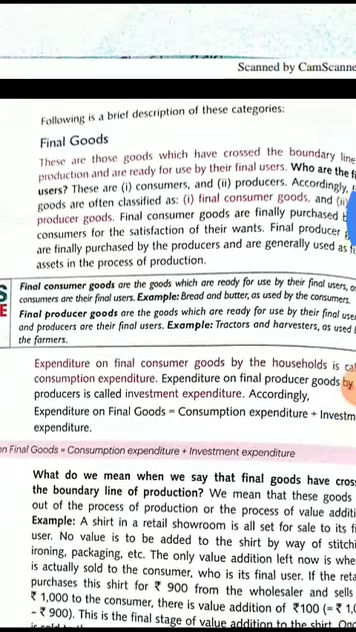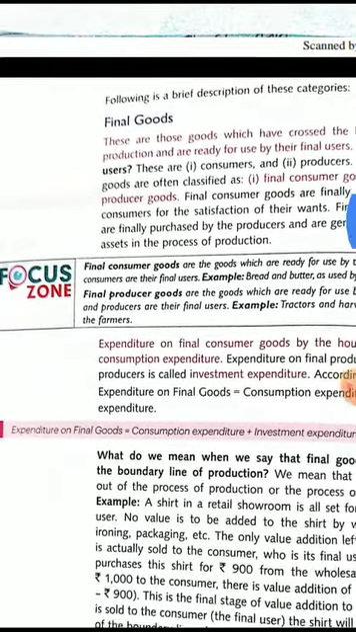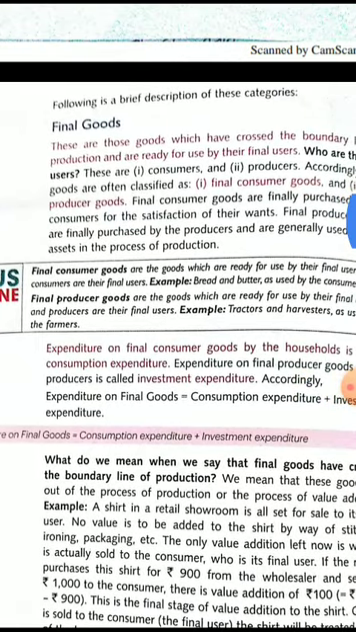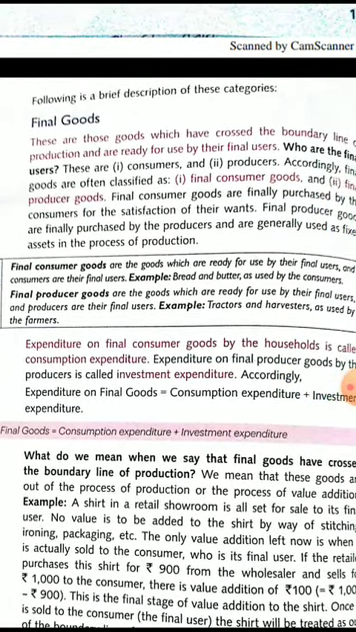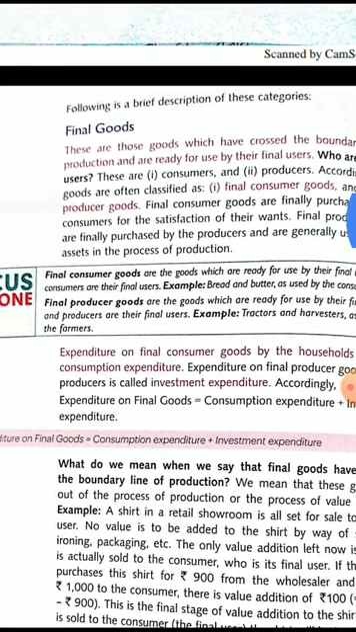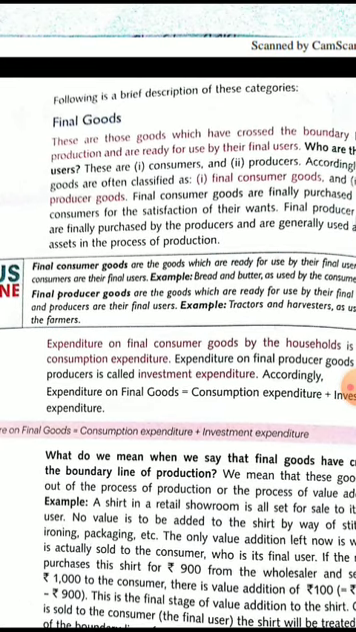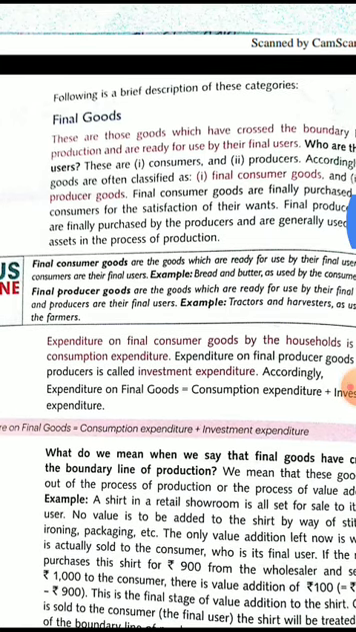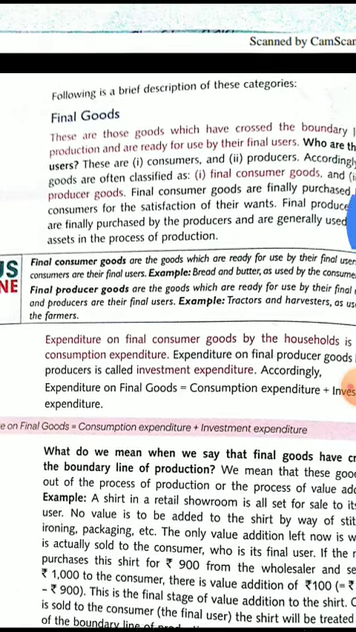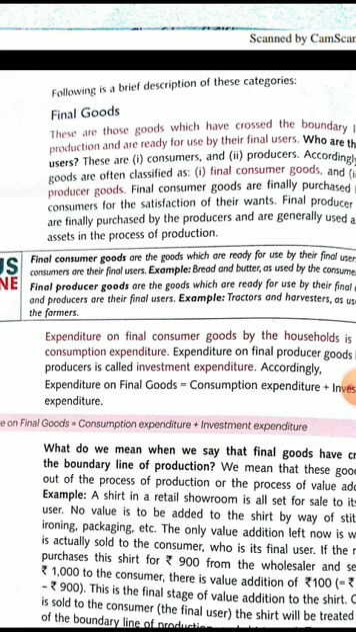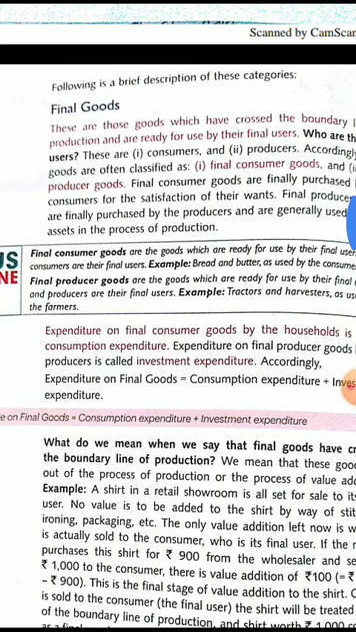Here you can see in this focus zone box, final consumer goods. These are those goods which are ready for use by final consumers for their consumption. These are those goods which you use in your daily life, like pen, tea, coffee. They are readily available for final consumption. And final producer goods, what are the final producer goods? These are those goods which are ready for use by the producers for their final uses, like tractor and harvester.